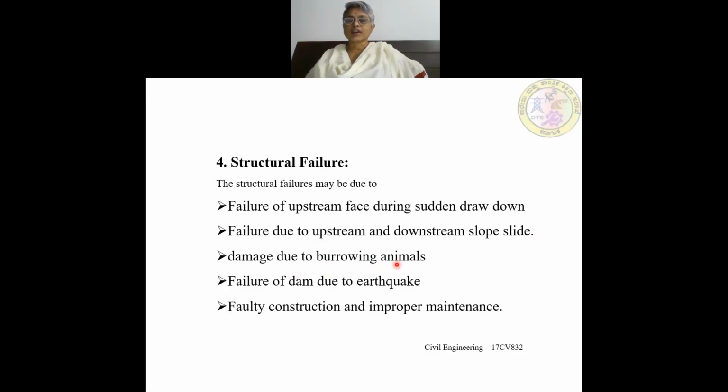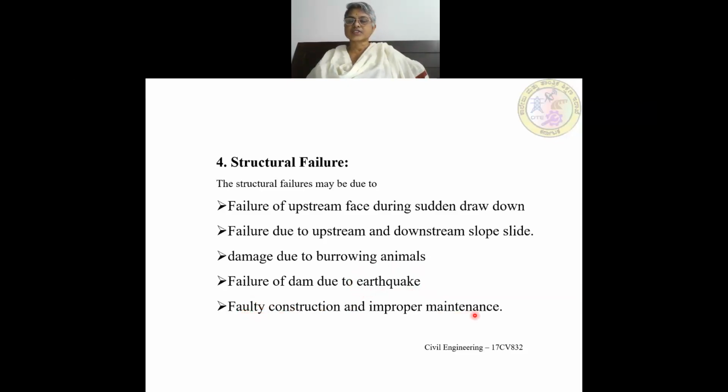Damage due to burrowing animals. Some animals will burrow their homes inside the earth. If they burrow, that will result in forming cavities and the dam fails. Failure of dam due to earthquake. Because of an earthquake, there will be vibrations. It may cause a sliding of the dam at the base, that is shear failure, or the foundation might fail, or the embankment may crack, or it will generate high waves in the water, so that due to wave action it may fail. So there are various reasons for earthquake failure.